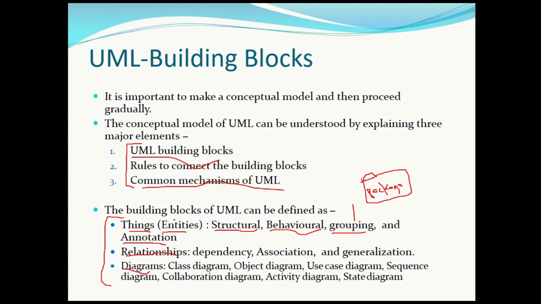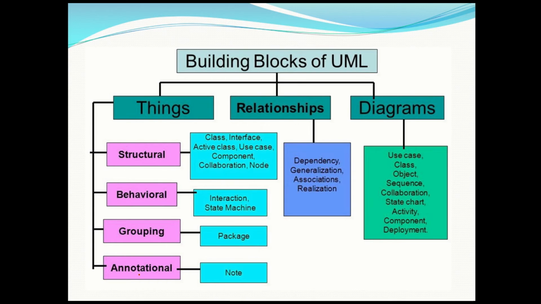UML: things, or we call it entity, relationship, and diagrams. Now this diagram shows exactly these blocks and an example of these blocks. So things, we have structural, behavior, grouping, and there's an example for structural. So we have class, interface, and so on. For behavioral, we have two diagrams: interaction and state machine. And for grouping, as I said, we have an example as a package. And for annotation, we have, for example, a note. For the relationship, we have so many relationships: dependency, generalization, association, realization, aggregation, and so on.